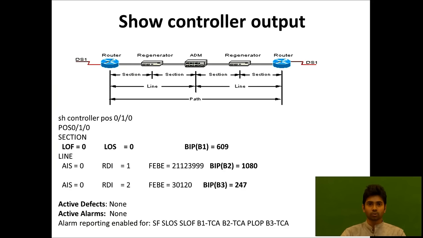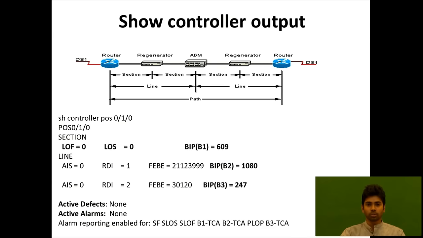Next, we need to check the show controller output. In the diagram, we can see that the connection between the local router and the remote router has some regenerators and ADM in between. The connection between the router and the regenerator is called a section, between the router and the ADM is called a line, and between the local router and the remote router is called the path.